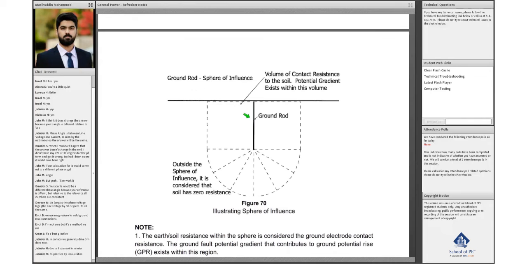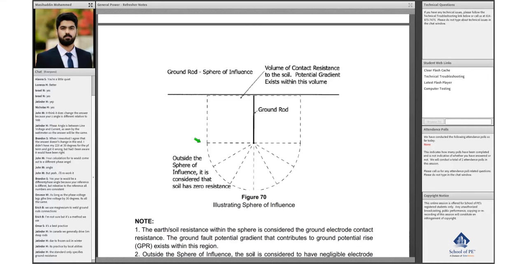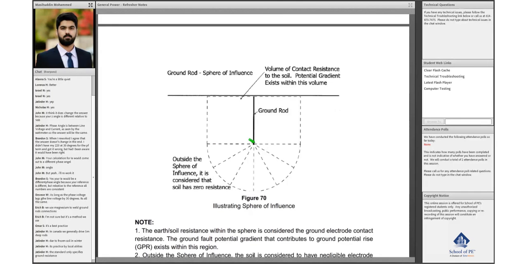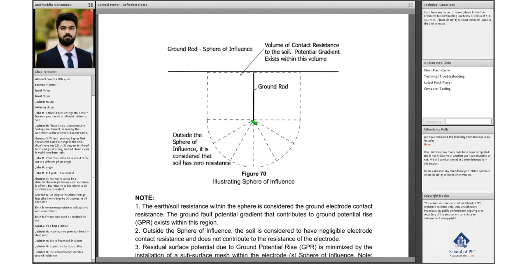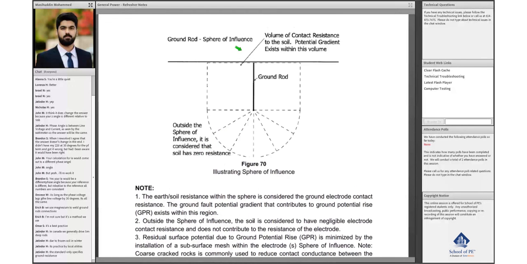So what's a sphere of influence? When you insert this ground rod into the earth, there is an outside area, or the surface area surrounding the ground rod, that plays an important role in the gradual reduction of resistivity. Anything beyond that has zero resistance, but this area surrounding the ground rod is playing an important role in reducing that resistivity.